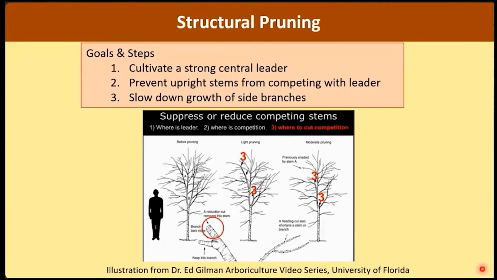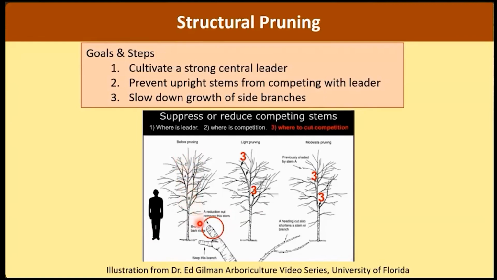Okay, so let's look at this tree as the example for how to do structural pruning, and follow these three points here. Number one, where is the leader? Look at the before pruning tree, stick drawing. Where is the leader? Okay, I would say this is the leader, and they've already labeled it C for us. Number two, where is the competition? Well, I can see two obvious competitors. Now remember, the competitors are the ones that are interfering with the leader, and they tend to be upright. So here and here.